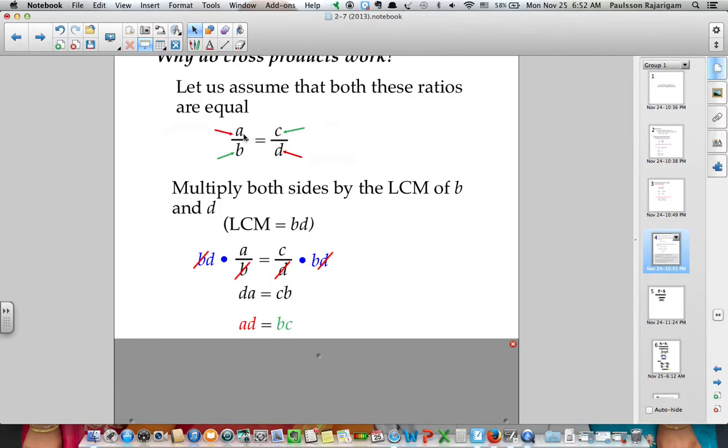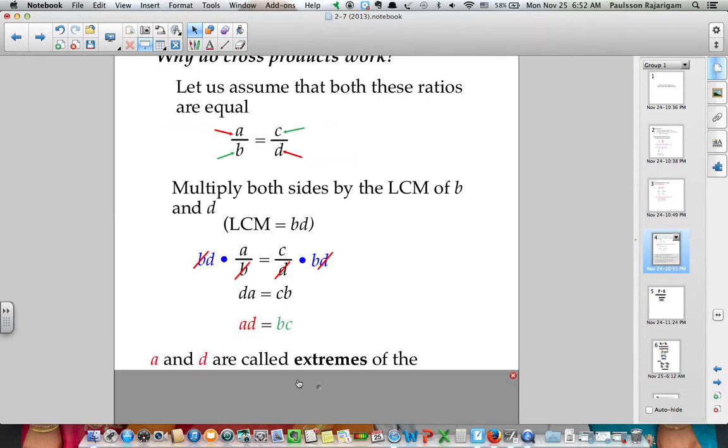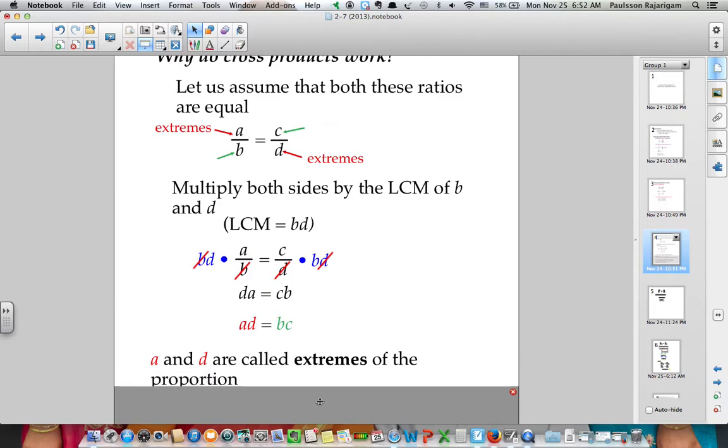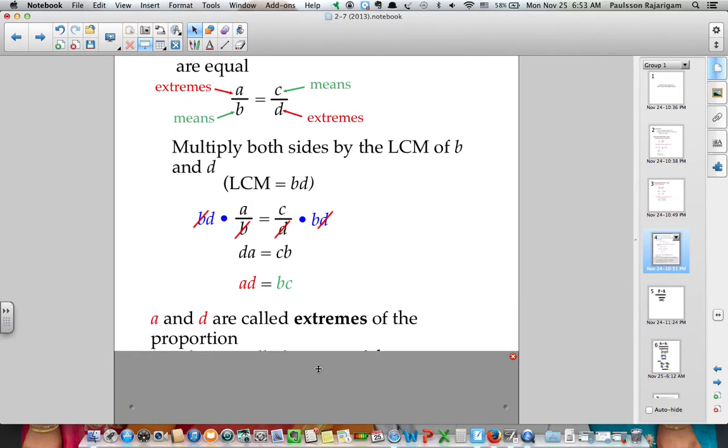Isn't that what you would get if you did the cross product? A times D is AD. B times C is BC. Now A and D are called the extremes of the proportion, and C and B are called the means of the proportion.